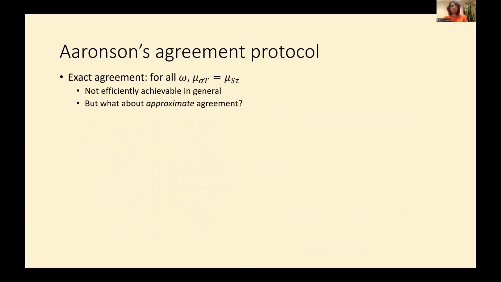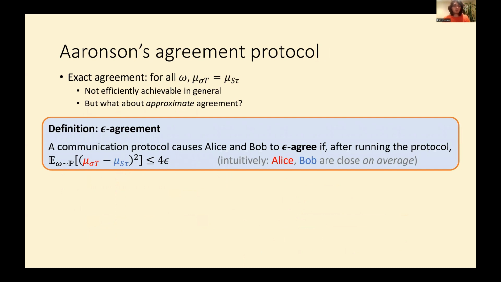Now, it turns out that exact agreement isn't always computationally tractable. But what about approximate agreement? Formally, we will say that a communication protocol causes Alice and Bob to epsilon agree if, after running the protocol, the expected squared distance between Alice's estimate and Bob's estimate is at most 4 epsilon. Never mind the 4, it is there for reasons of technical convenience. But the intuition is that this means that Alice and Bob are close, on average, over nature's random choice of the state of the world.